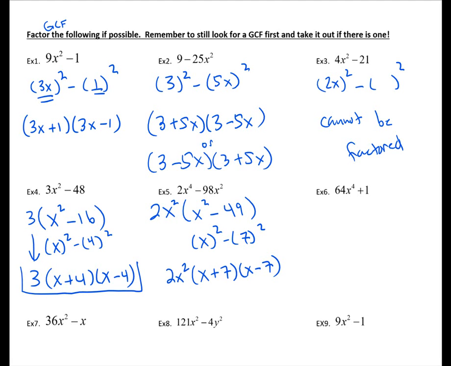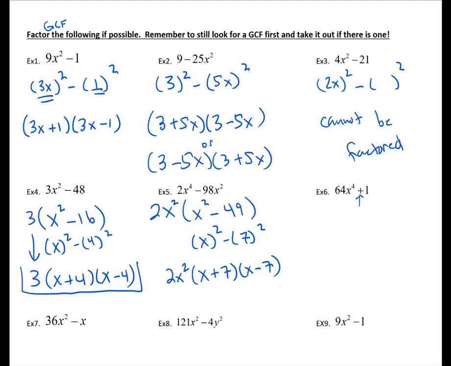Number 6 here, I look for a GCF. There's no GCF. And then I notice it's a binomial, but I have a plus here. If this is a plus, it cannot be a difference of squares. It has to be a minus in order to be a difference of squares.